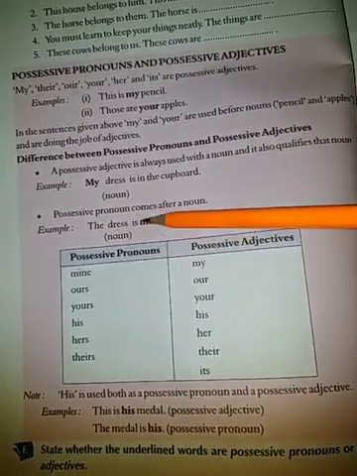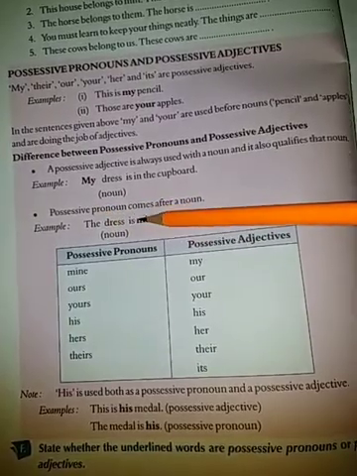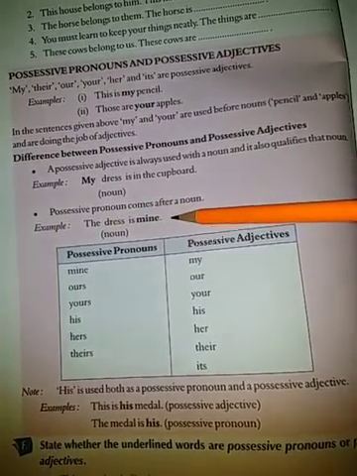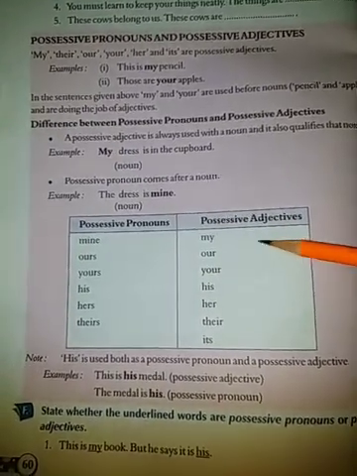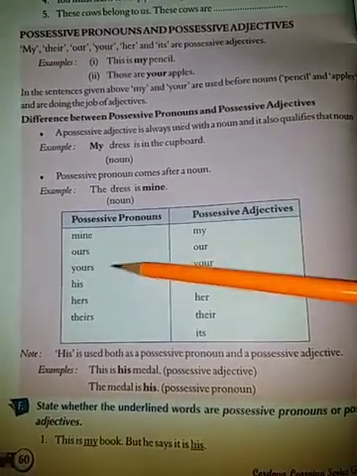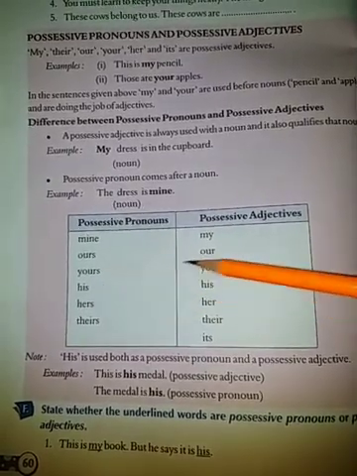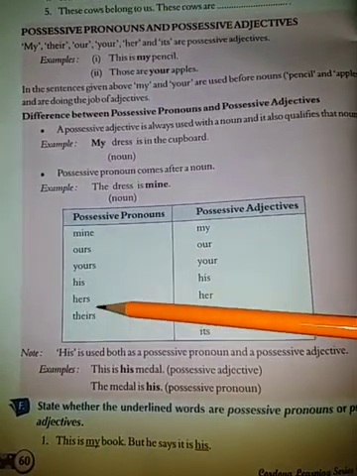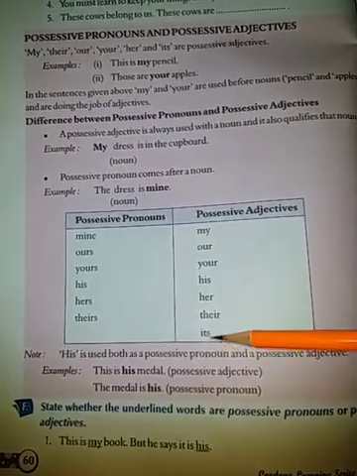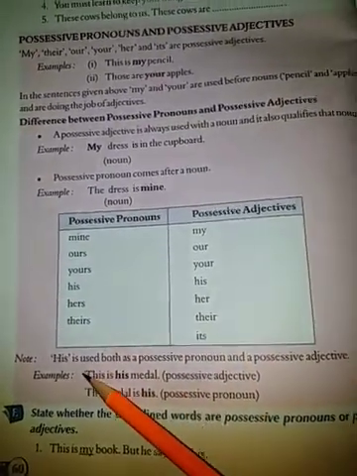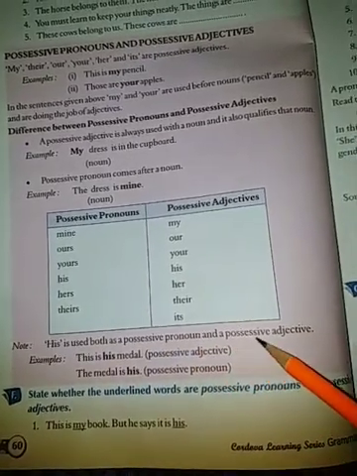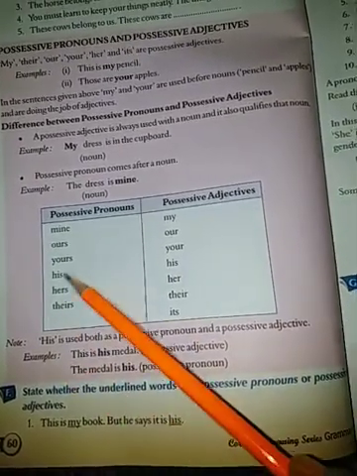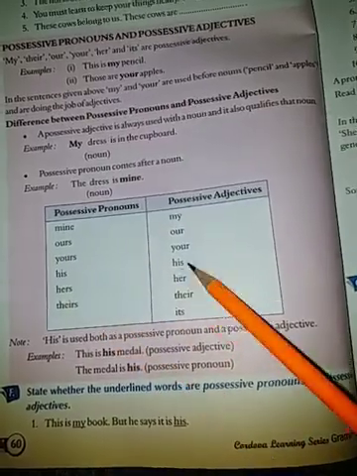Dress is a noun and mine is a possessive pronoun, which comes after the noun. Now here you can see in this chart possessive pronoun and possessive adjective. Mine, my, ours, our, yours, your, his, hers, her, theirs, their, its. His is used both as a possessive pronoun and a possessive adjective, on both sides.